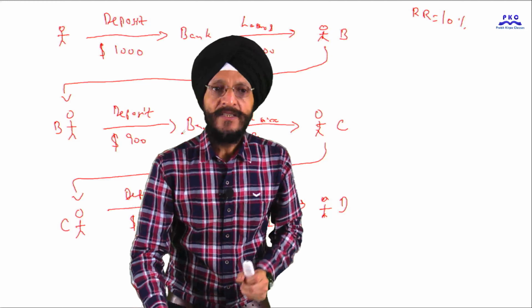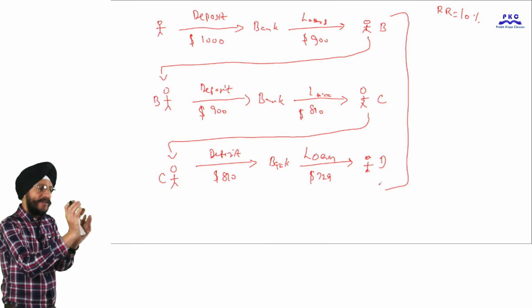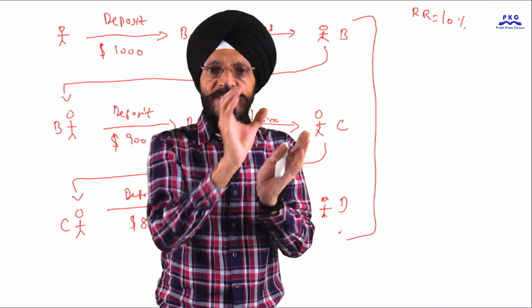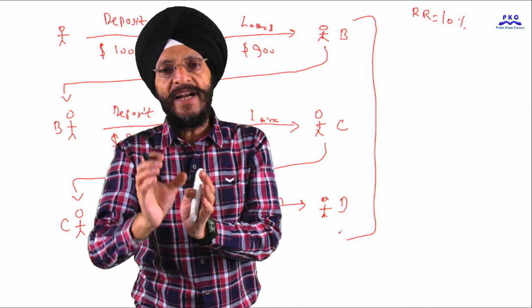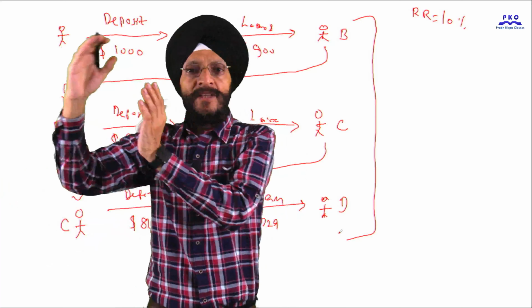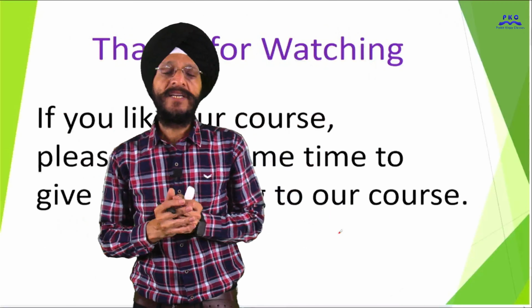So this all is fractional reserve banking. Fractional reserve means keeping a fraction of the initial deposits as reserves and then lending out the balance, and again redepositing and again giving loans.